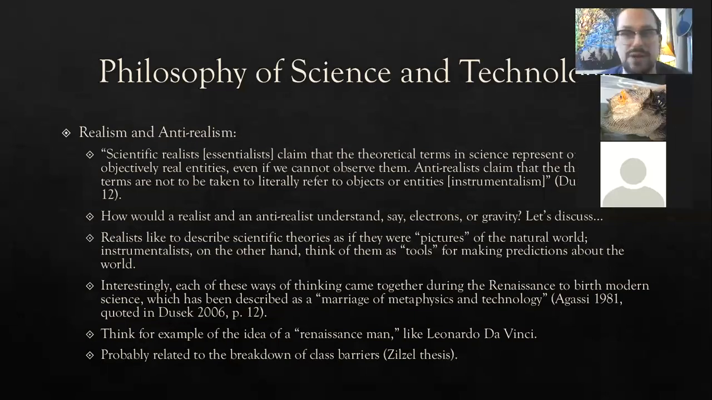So if you think of a theoretical term like electron, if you're a scientific realist or an essentialist, electrons are objectively real. But if you're an anti-realist, you probably think of electrons as theoretical tools. It doesn't literally refer to something that exists in the world or a type of thing that exists in the world, but it allows us to make predictions about the world.